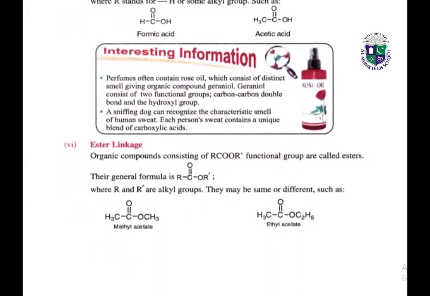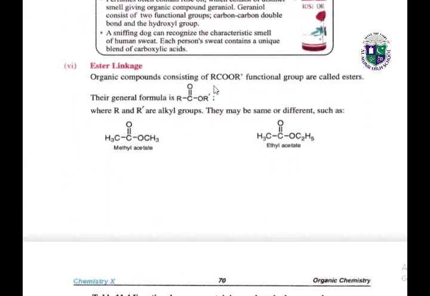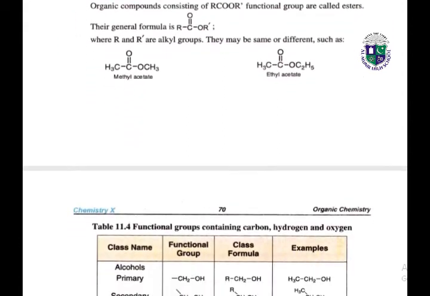Next we have the ester linkage. Organic compounds consisting of the RCOOR' functional group are called the esters. You have to remember and learn all the general formulas of these functional groups, where R and R' are alkyl groups. They may be the same or different. Here we have the examples of methyl acetate and ethyl acetate, which are the examples of the ester linkage group.